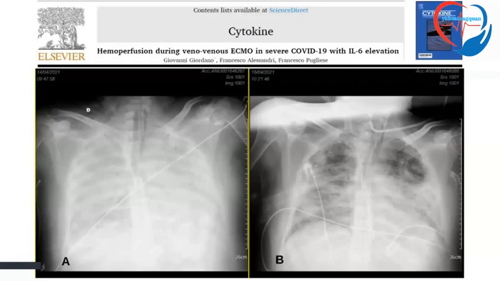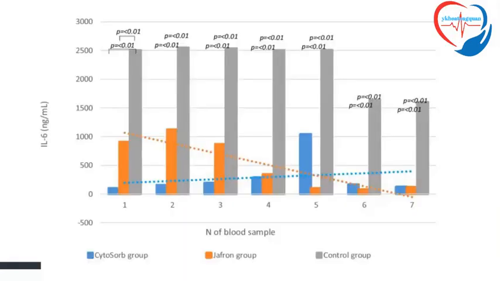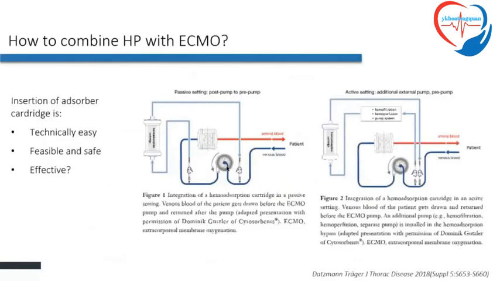This is a recent publication on the use of hemoperfusion during veno-venous ECMO, and you see the important reduction that you can notice in interleukin-6 compared to another sorbent technology or simply to controls, where in fact there was a better control of the cytokine release. How to do the combination? It is technically easy, feasible, and effective.